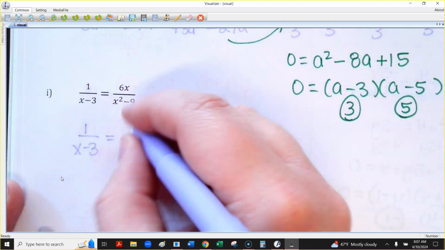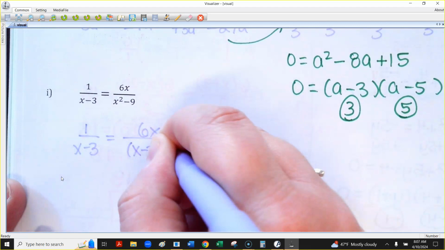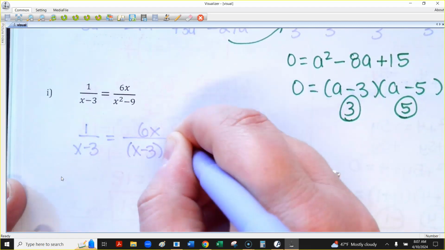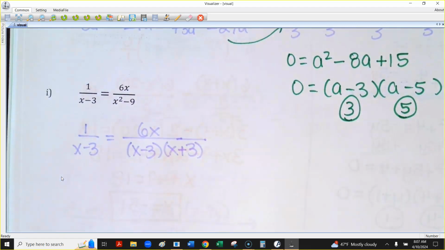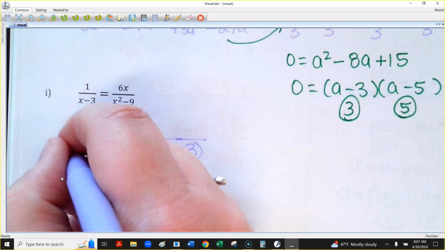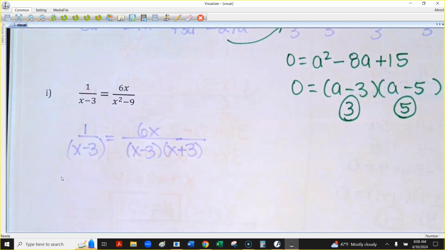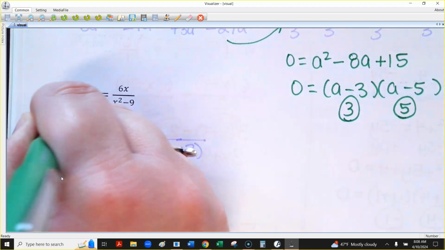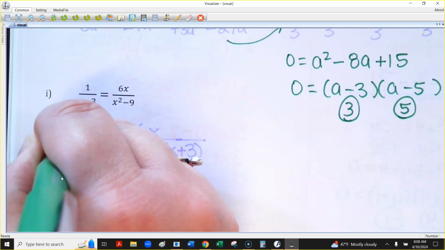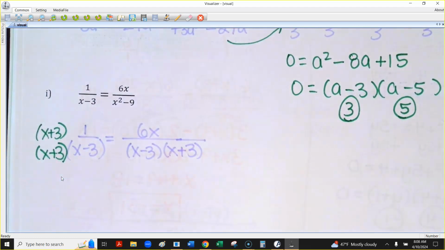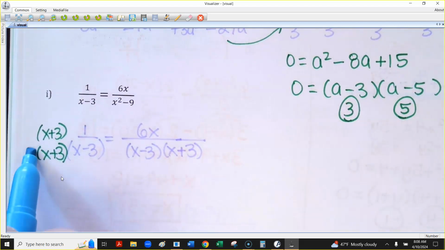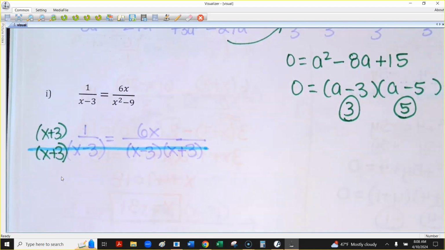Because this guy on the bottom here is a difference of squares. X squared minus 9 can factor into x plus 3, x minus 3. And if you notice, on the other side, I have an x minus 3 already. It didn't really look like that initially. To create a common denominator here, all I'm missing on this side is the x plus 3. So now, if I just do that to that one side, that makes those denominators match.